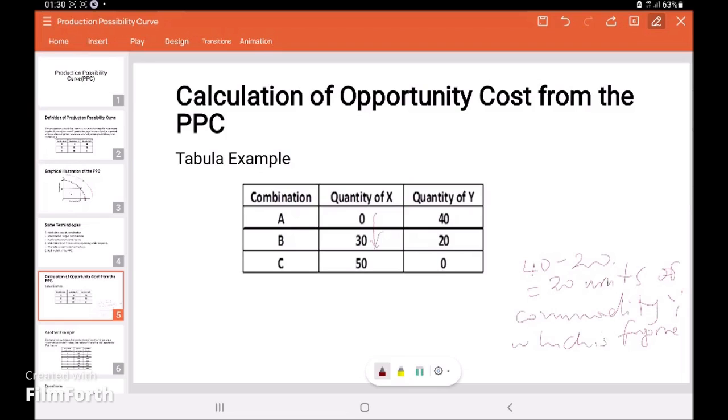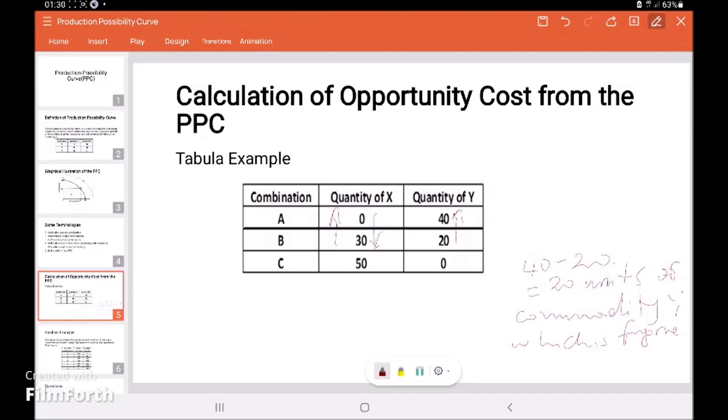The direction can also be upward. So if, for example, you're asked what is the opportunity cost of moving from combination B to A, in that case, you see that it's a reverse. You are moving from B to A. What it means is that you are now sacrificing 30 units of commodity X in order to gain 20 more units of commodity Y. So that is it for the opportunity cost calculations.